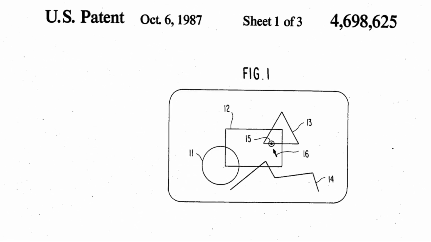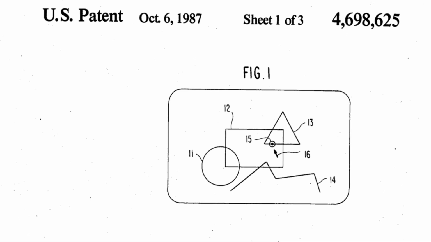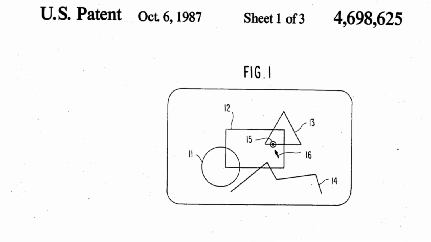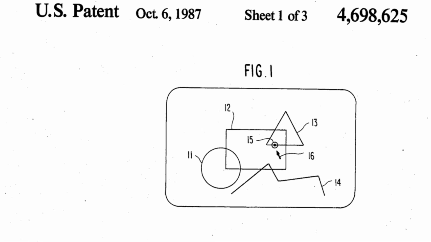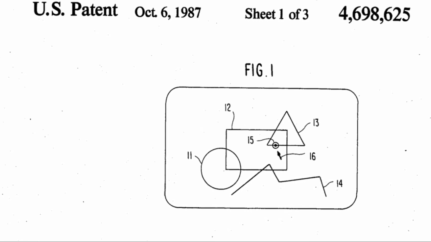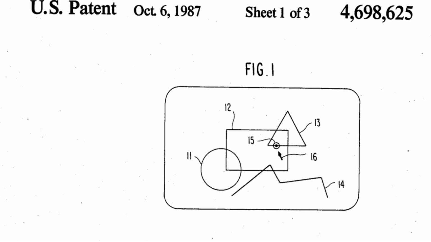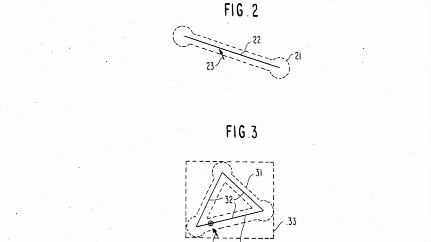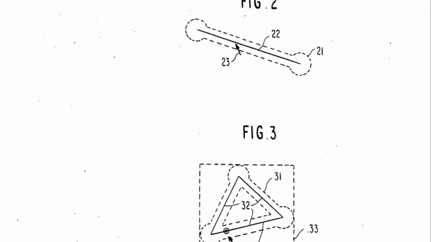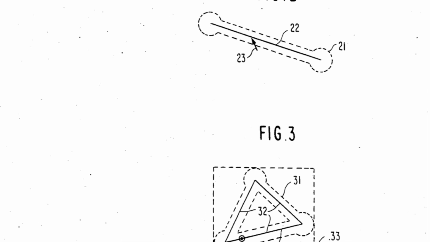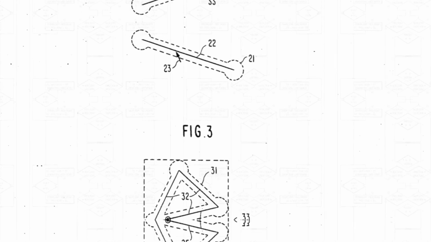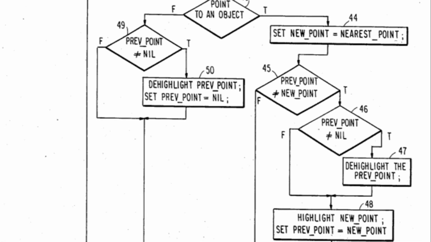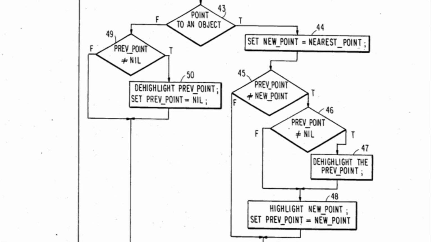Purpose: trace the pointing cursor to perform highlighting. Initialize the pointed object to nil, initialize the previous object to nil. Repeat: read the pointing cursor position X, Y, call nearest point. If the pointing cursor is pointing to a graphic object, then set new point equal to the current nearest point. If previous point is nil, then highlight the pointed object. Fig 4 shows the flow chart for the graphic highlight procedure.